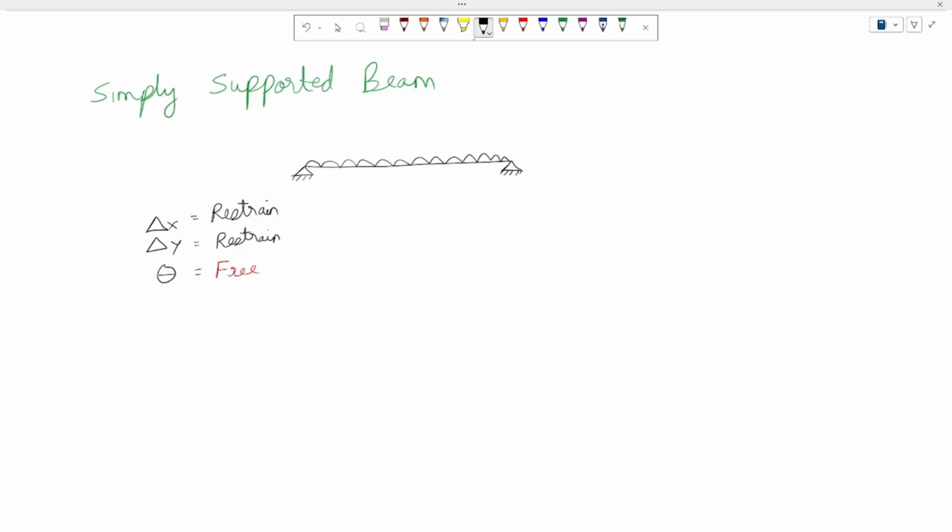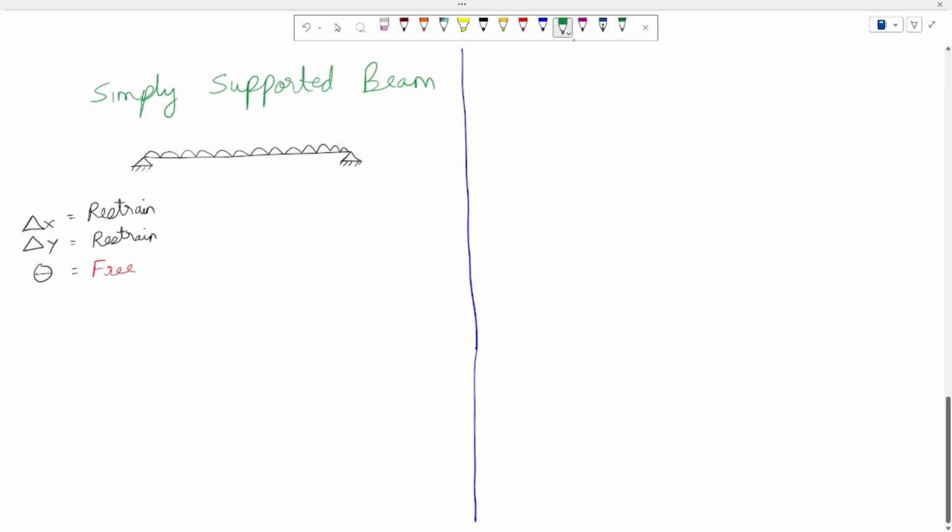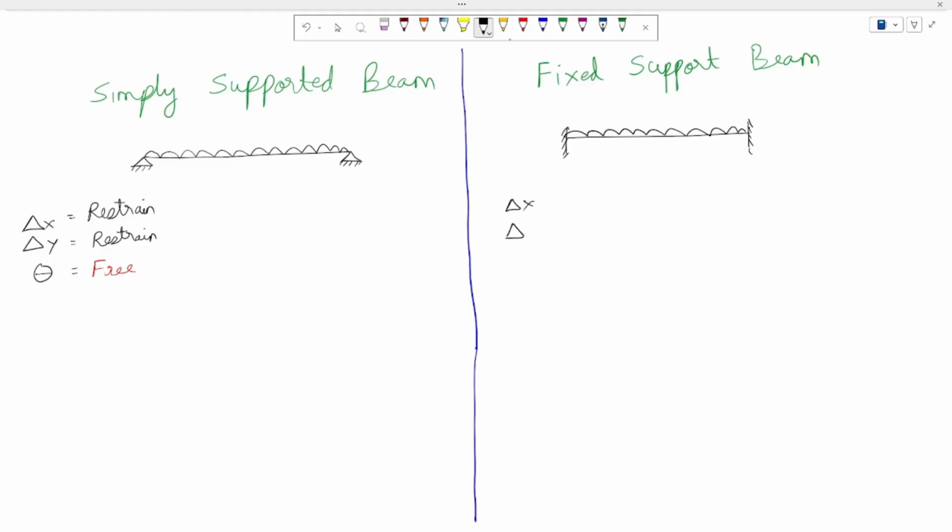Comparing this with a fixed support beam. Let us compare both side by side so it will be better. Comparing a simply supported beam with a fixed support beam. Now in this you have the same delta x, delta y and theta. In a fixed support case, delta x, delta y and theta are all restrained. This is the difference between a simply supported beam and a fixed support beam. The support condition, here everything is fixed, here rotation is allowed.